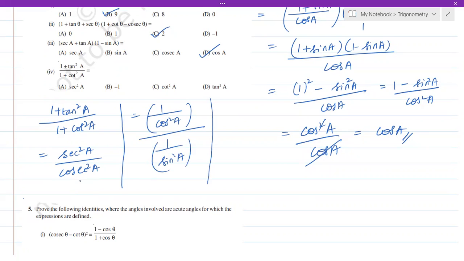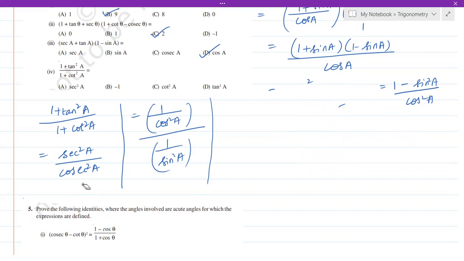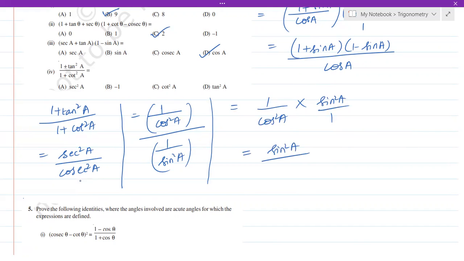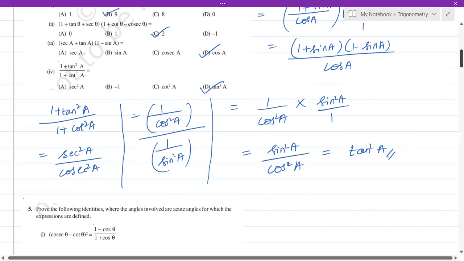Now, 1 by cos square A as it is. Let me erase this stuff since we need space. So 1 by cos square A as it is, the denominator will become its reciprocal. It will become sine square A by 1. So 1 into sine square A is sine square A. Cos square A into 1 is cos square A. Now sine square A by cos square A. What is sine by cos? Tan. Since the square is there, it will become tan square A. So sine square A by cos square A is tan square A. So the correct option is option D.